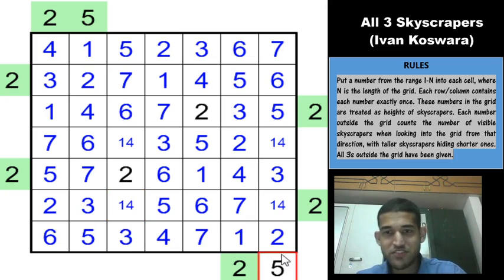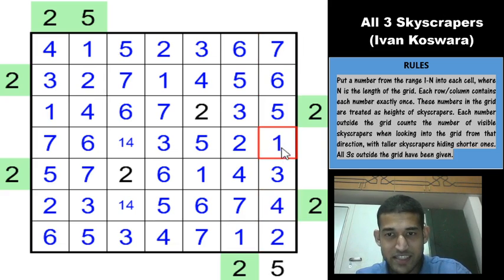Okay, look at this 5 clue. This is not yet satisfied, right? We have highlighted all these cells in green. So this cell is not yet satisfied. So if you look along this direction, if you have the 4 here, 2, 3, 4, 5, 6, 7, you are seeing 6 buildings, but you need to see only 5 buildings, which means that this cell is a 4, this cell is a 1, this is a 4, and this is a 1.